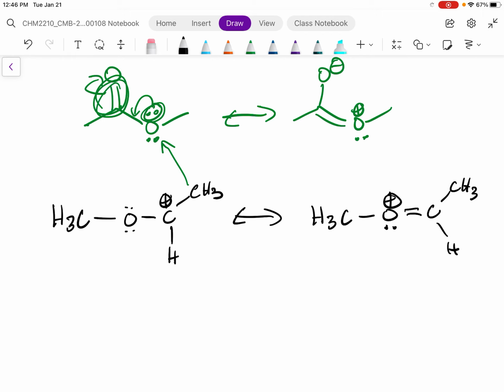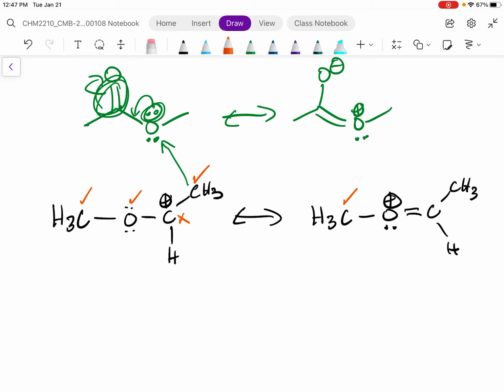Okay, so rule 1, I'll just read it to you. Don't write it down because it's in your book. Just listen to my words here. The most significant resonance forms have the greatest number of filled octets. So the resonance structure with the most filled octets is going to be the most significant. So we have to analyze each atom. This carbon has an octet. This oxygen has an octet. This carbon does not. It only has 6 electrons around it, but that carbon does have an octet.